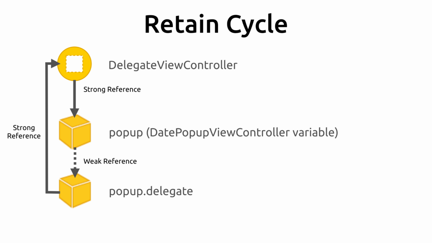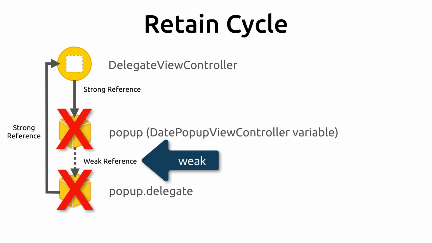So there you go. You have many different options for breaking this retain cycle at different points. We set the delegate to nil, we set the pop-up to nil, or we can use weak references by setting the delegate as a weak reference or setting the pop-up variable as a weak reference. So you have some options in breaking this retain cycle.